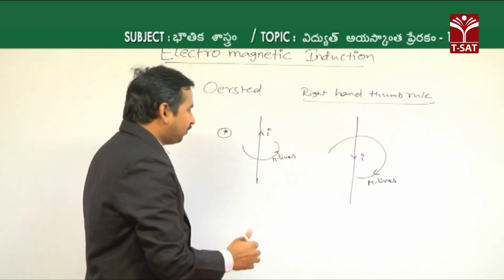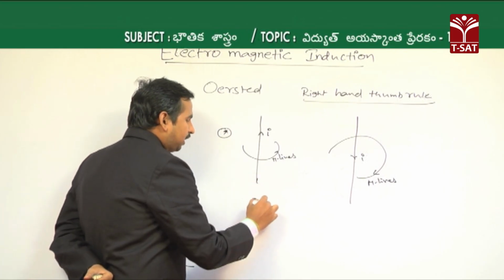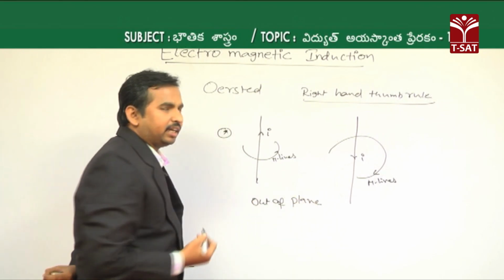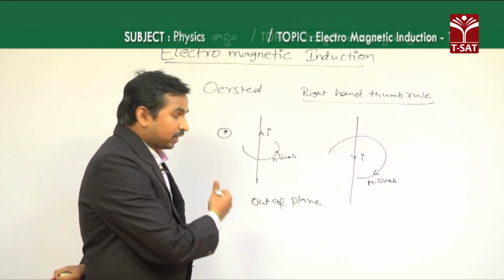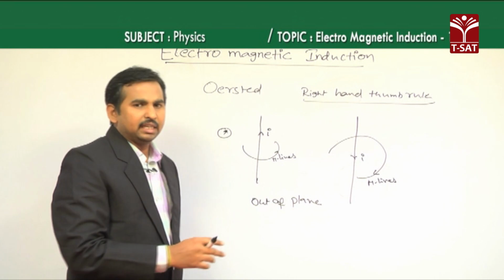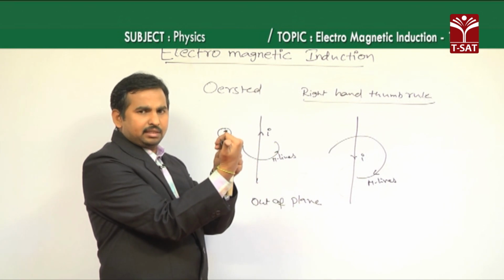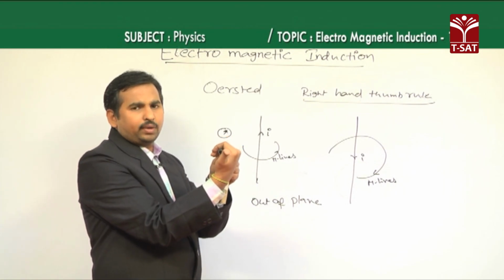So whenever the current is coming out of the plane, the magnetic lines of force come around it like this, in the anti-clockwise direction.